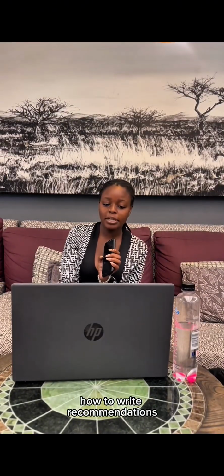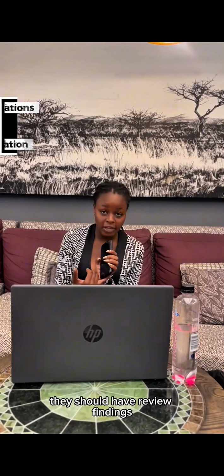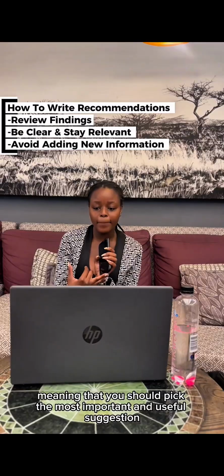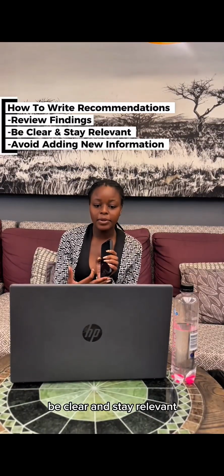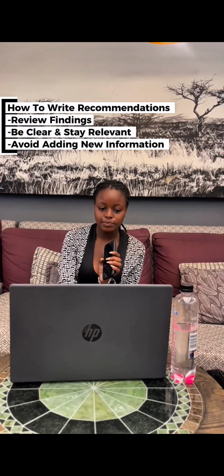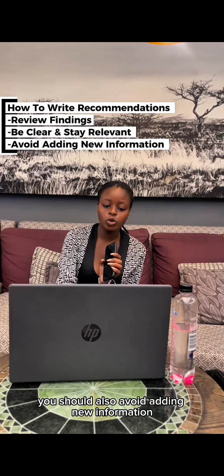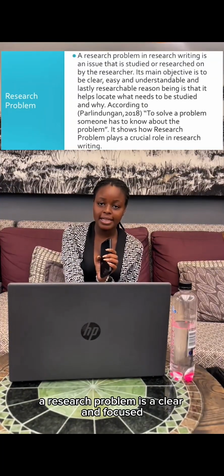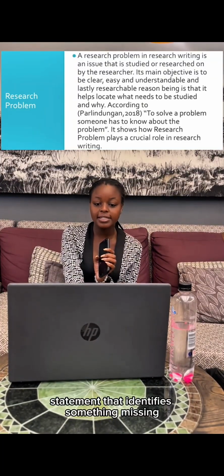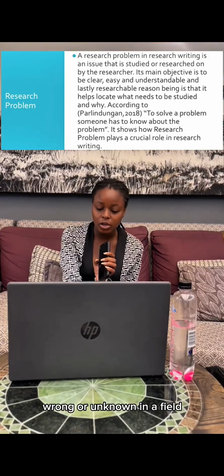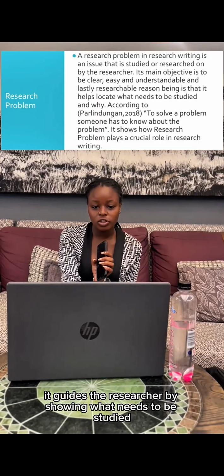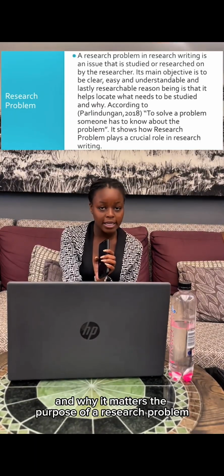How to write recommendations? They should review findings. You should prioritize, meaning that you should pick the most important and useful suggestion, be clear, and stay relevant. You should also avoid adding new information. What is a research problem? A research problem is a clear and focused statement that identifies something missing, wrong, or unknown in a field. It guides the researcher by showing what needs to be studied and why it matters.